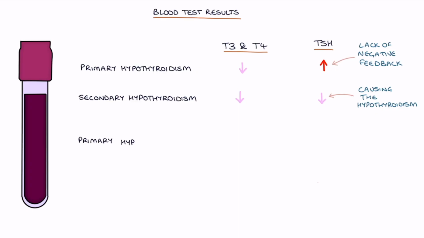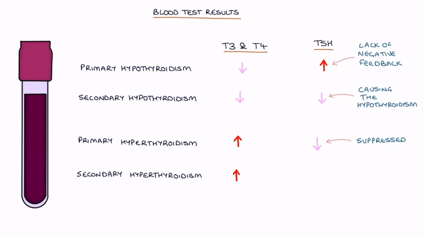In primary hyperthyroidism, the T3 and T4 levels will be high and the TSH level will be low because it's suppressed by the thyroid hormones. In secondary hyperthyroidism, the T3 and T4 levels will be high and the TSH level will also be high because this is what's causing the excessive thyroid hormones.